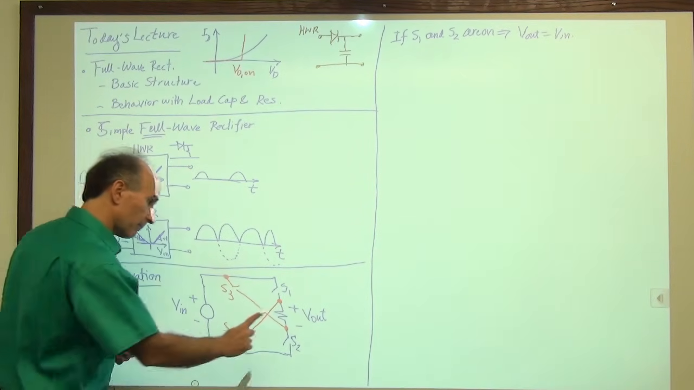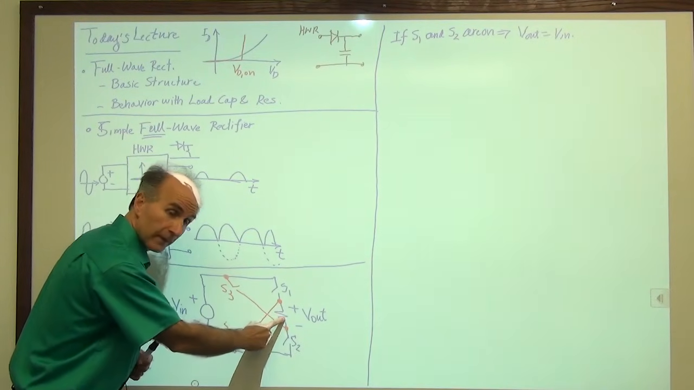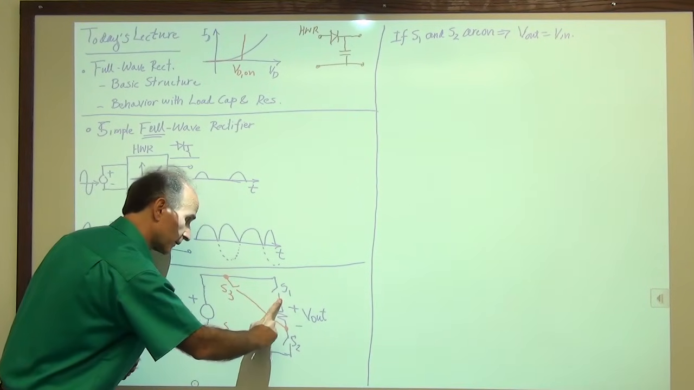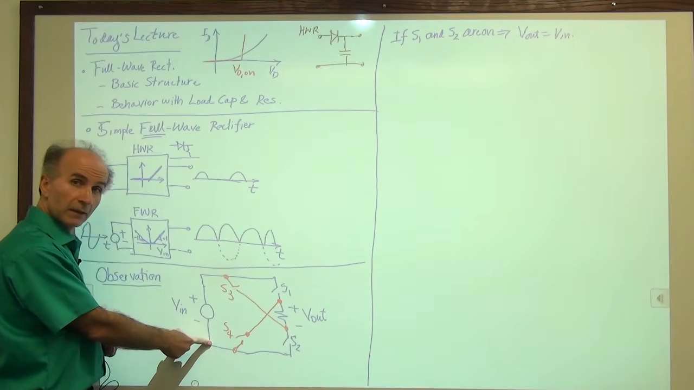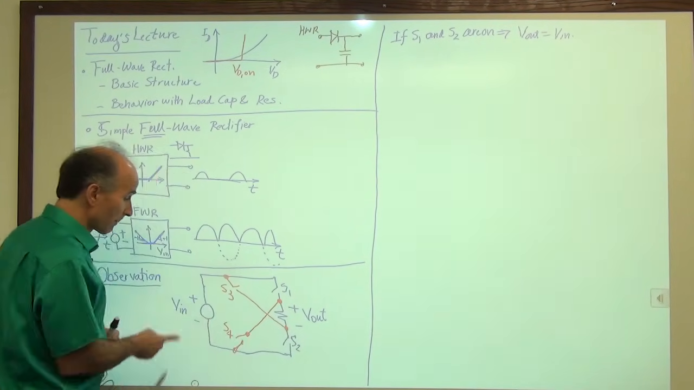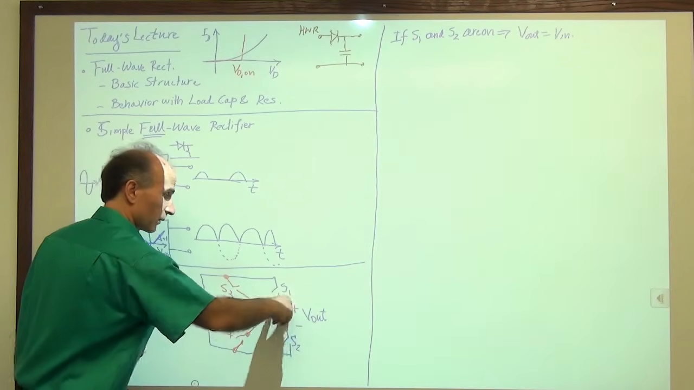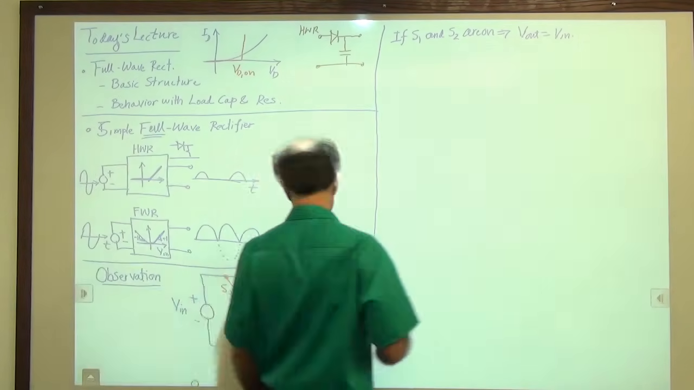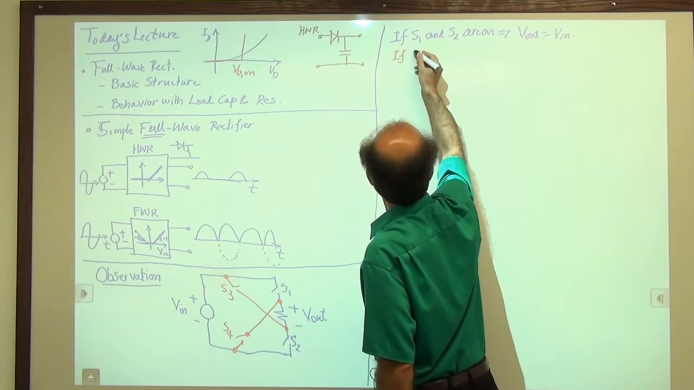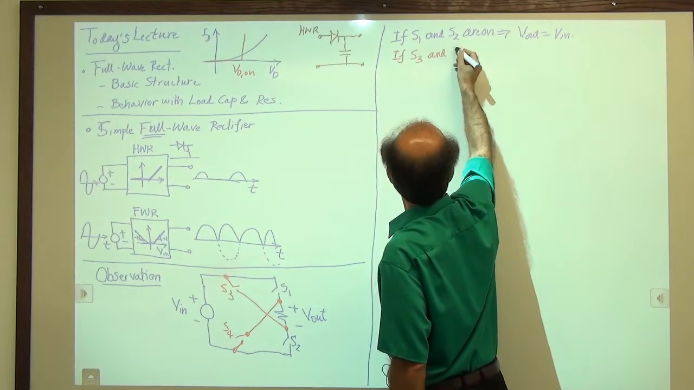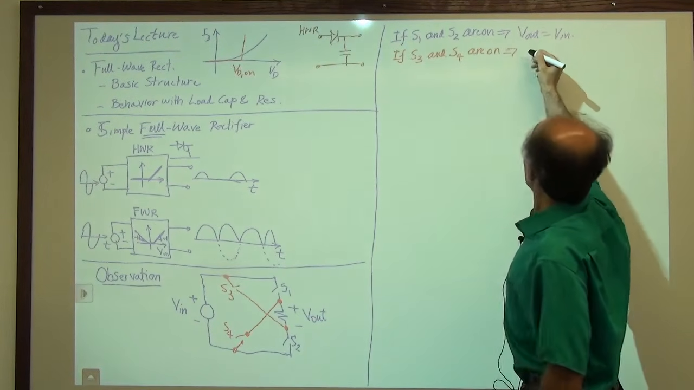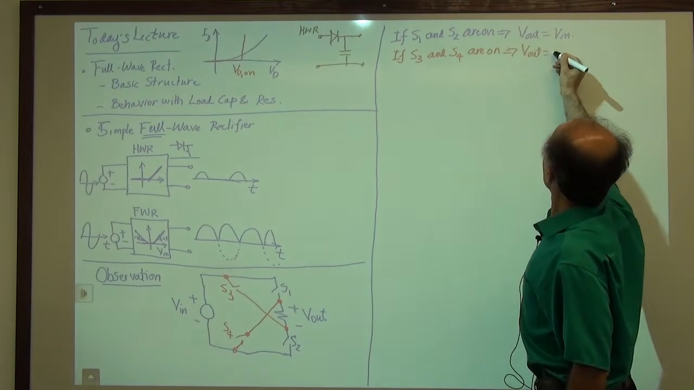Well, now what we see is that the bottom terminal of the resistor is connected to the top terminal of Vin, and the top terminal of the resistor is connected to the bottom terminal of Vin. So Vout, positive here, negative here, is equal to minus Vin, because the resistor is flipped. Or the voltage that we are measuring is flipped, right? So we say if S3 and S4 are on, and of course the other two are off, then we have Vout equal to minus Vin.